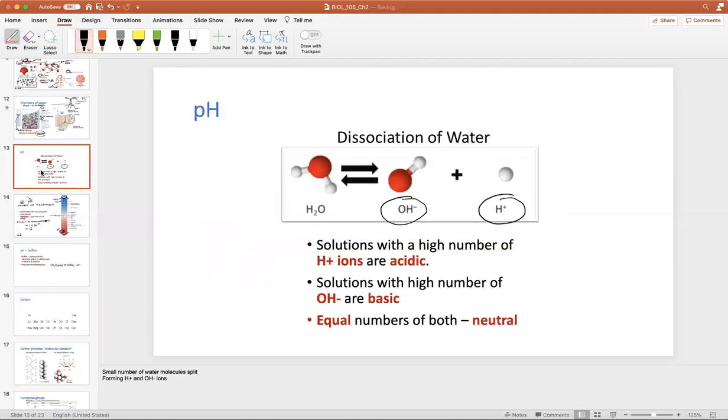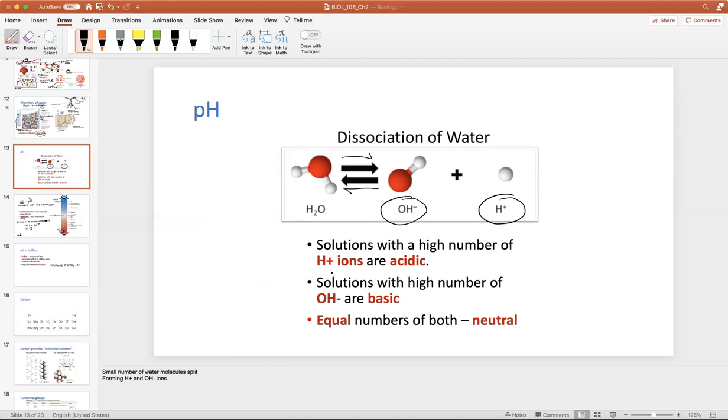Okay, so there's going to be just a small number of these water molecules that are going to dissociate into these hydroxide or OH minus ions and the hydrogen or H plus ions, okay? And these two arrows mean that this reaction is at equilibrium. So some of them are going to dissociate, some of them are going to reform, and it's going to go back and forth until it reaches a steady state.